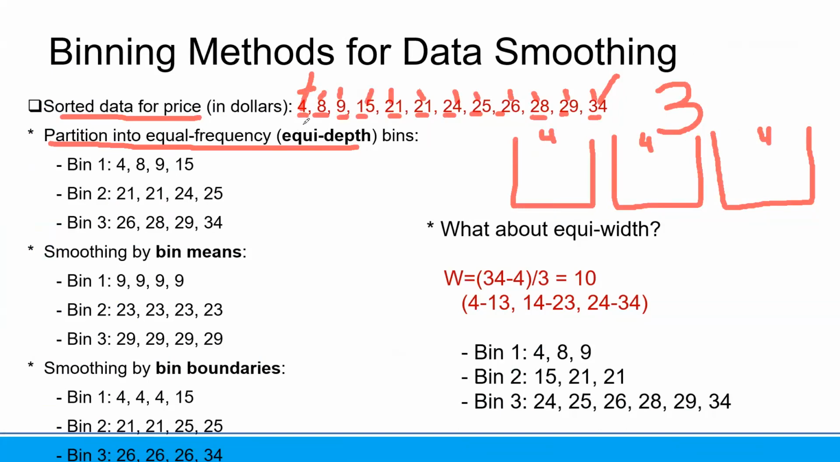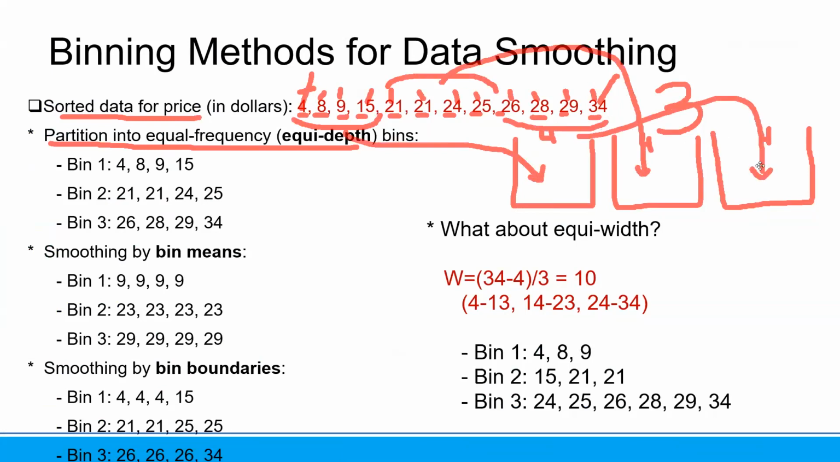Then 4, 8, 9, 15 will be in the first bin. 21, 21, 24, 25 will be in the second bin. 26, 28, 29, and 34 will be in bin number 3. So we call this the data in bin number 1, this is the data in bin number 2, and this is the data in bin number 3.